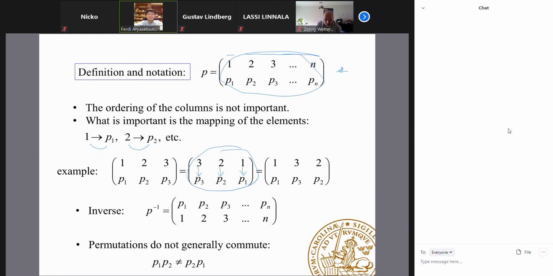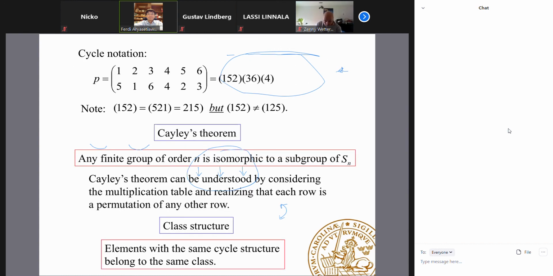Then we also have the inverse. The inverse just means that we reverse this mapping. That's the inverse. Permutations do not generally commute. So if we do P1 P2, that's not equal to P2 P1. They do not commute, in general at least. So that is one way of writing a permutation.